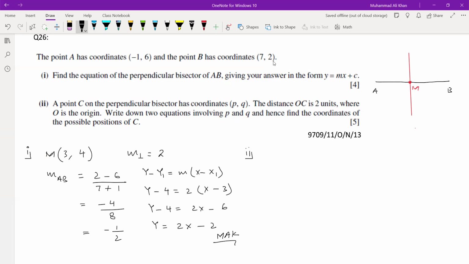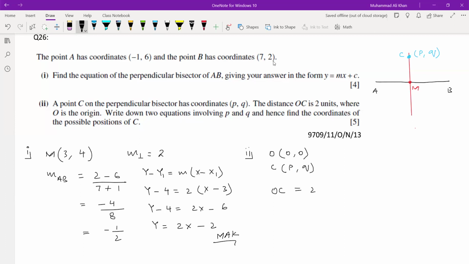a point C is on the perpendicular bisector. Boys, stop working. Look at the board. A point C is on the perpendicular bisector with coordinates P and Q. The distance OC is 2 units, where O is the origin. O is 0, 0. C is PQ. Can I say that? The distance OC is 2 units. It is given in the question. Yes or no? Yes.